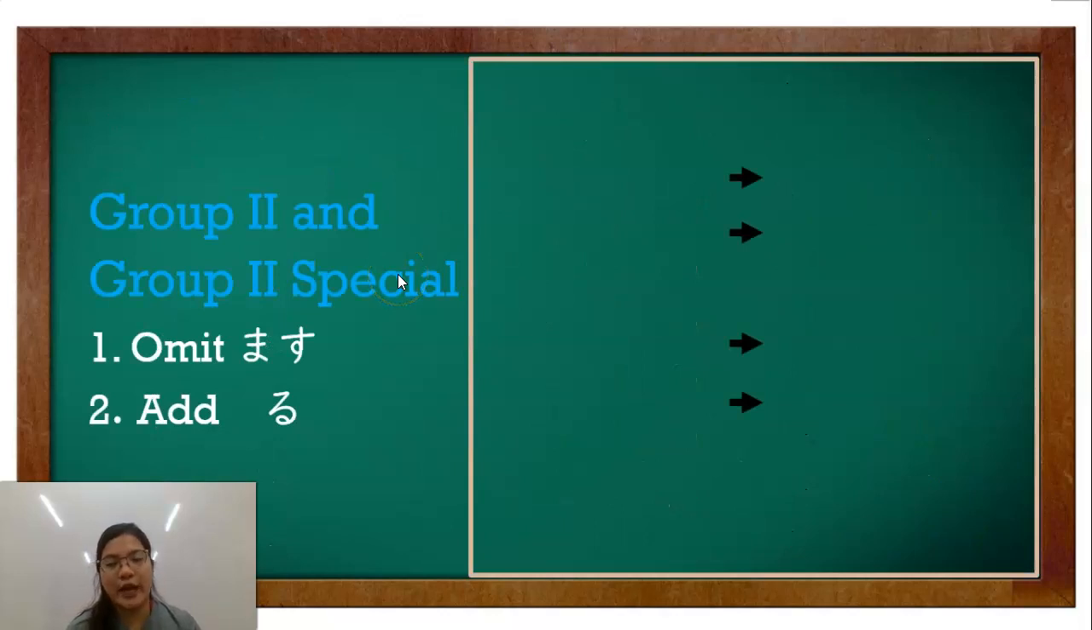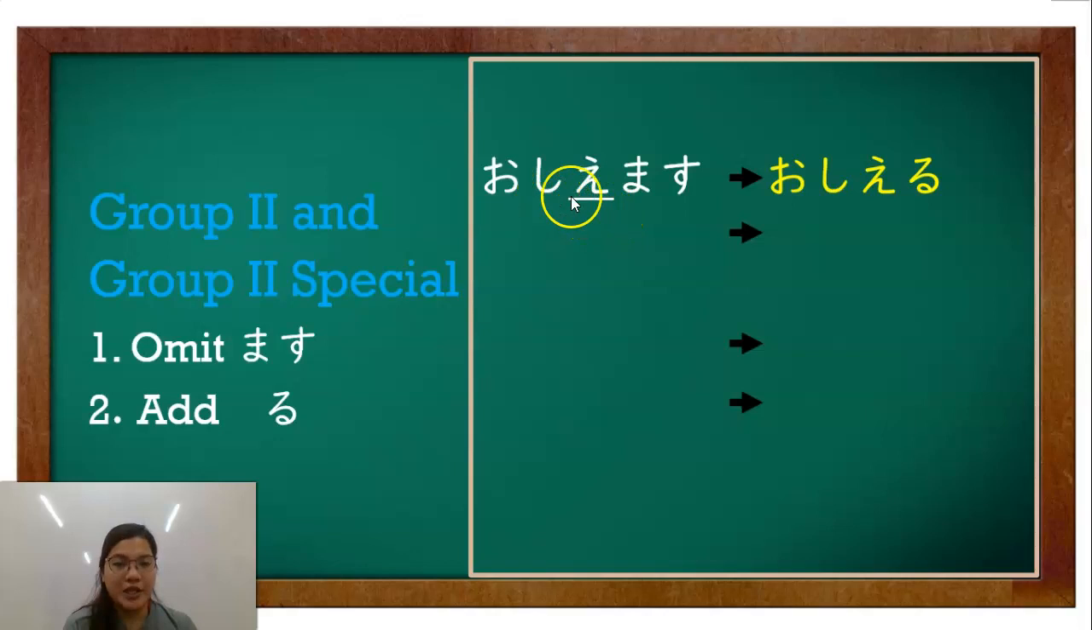This is group 2 and group 2 special. So just simply omit masu and then you add ru. Okay? You omit mo lang si masu and then you add ru. For example, oshiemasu. Omit masu, then you add ru. So it becomes oshieru. Okay?